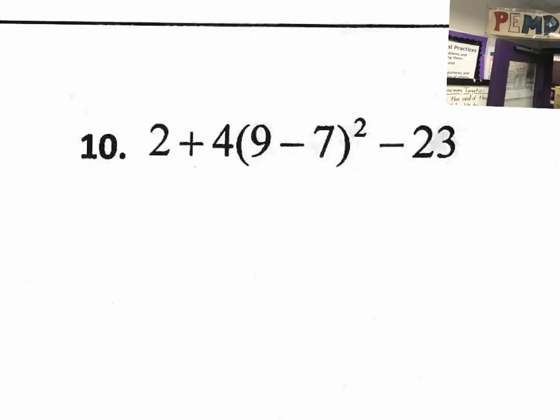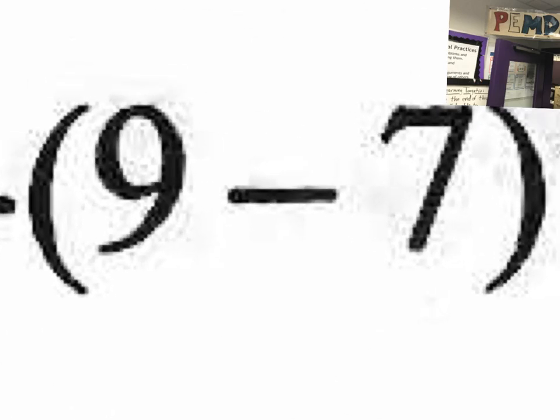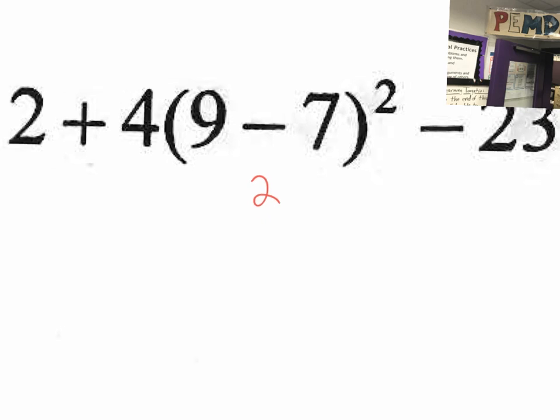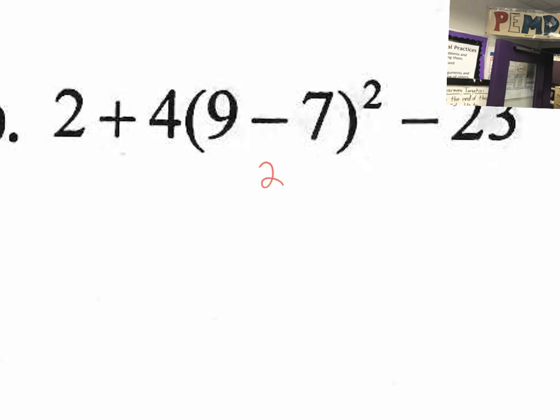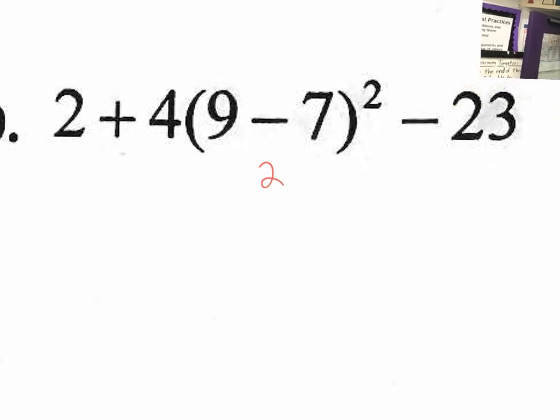Number 10, PEMDAS. You're going to start with parentheses. What do we do when we look at parentheses? It tells us to zoom in and do whatever math possible. 9 take away 7 is 2. Okay, now I'm going to zoom out a little, and since I've already done what's inside of the parentheses, I'm just going to rewrite everything. I'm going to keep the parentheses right there, even though there's nothing else to do in there. I'm going to bring down the square, the minus, the 23. I'm going to bring down the 4 that's in front of the parentheses, the plus, and the 2.